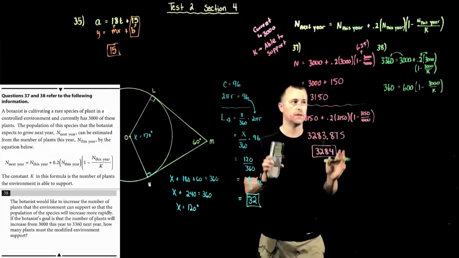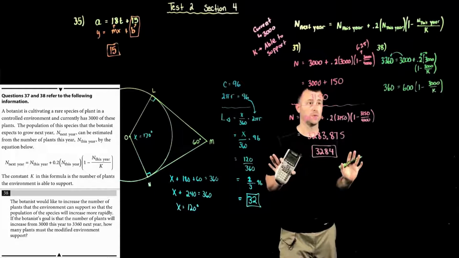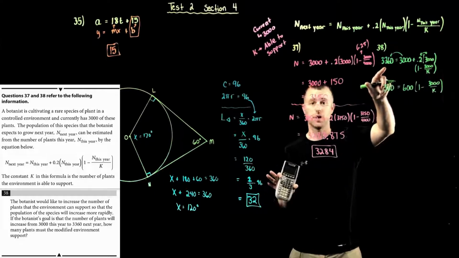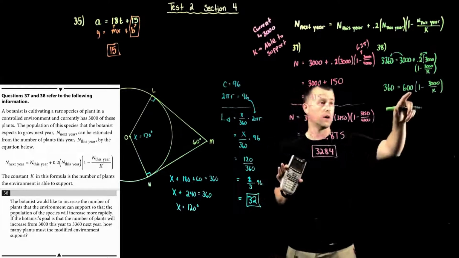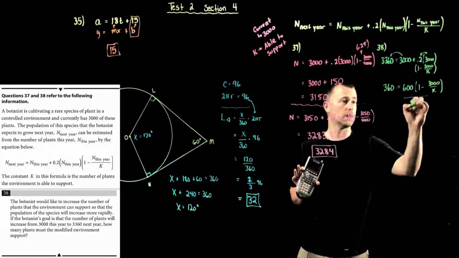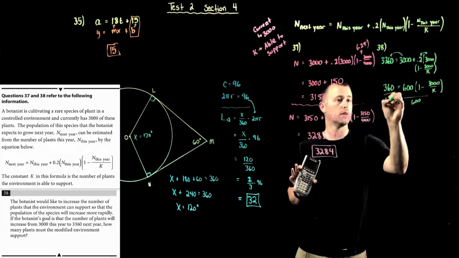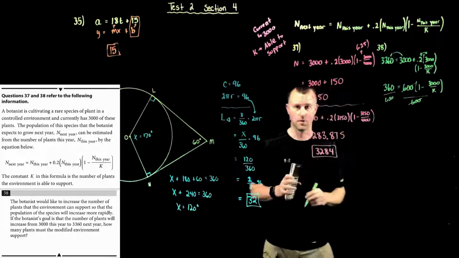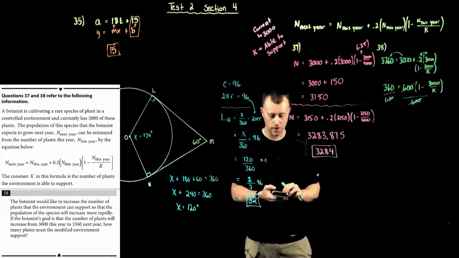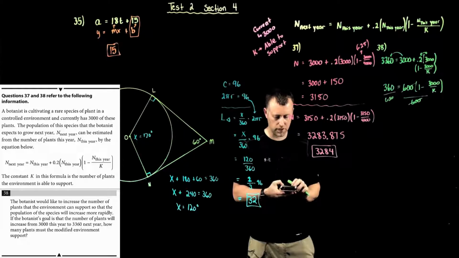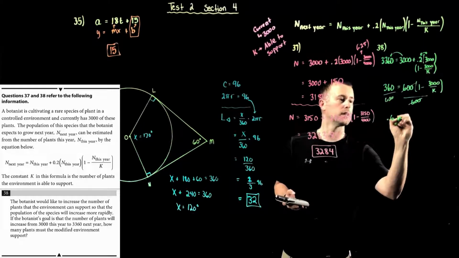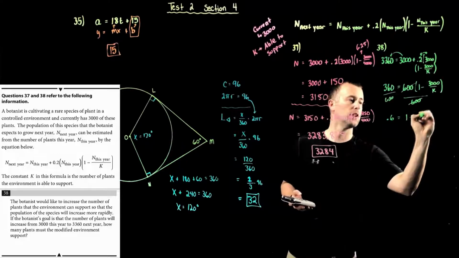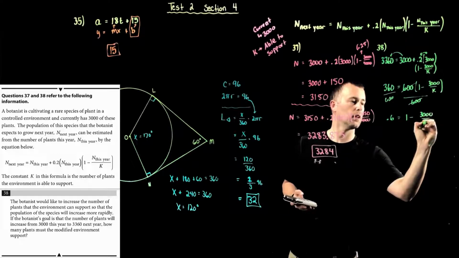Okay, so that cleaned things up a lot. And again, all I did is subtracted 3,000 from both sides, and I multiplied those two numbers together. Now, next I'm going to divide both sides by 600. Again, there's a lot of different ways you can approach this right now, but I figured let's just get that out of there. So 360 divided by 600 is 0.6. So now I have 0.6 equals 1 minus 3,000 over K.